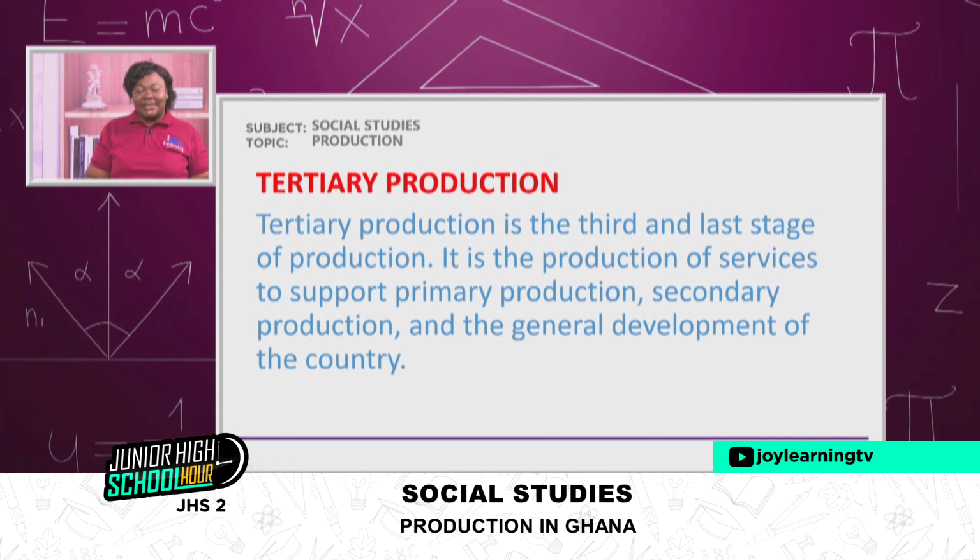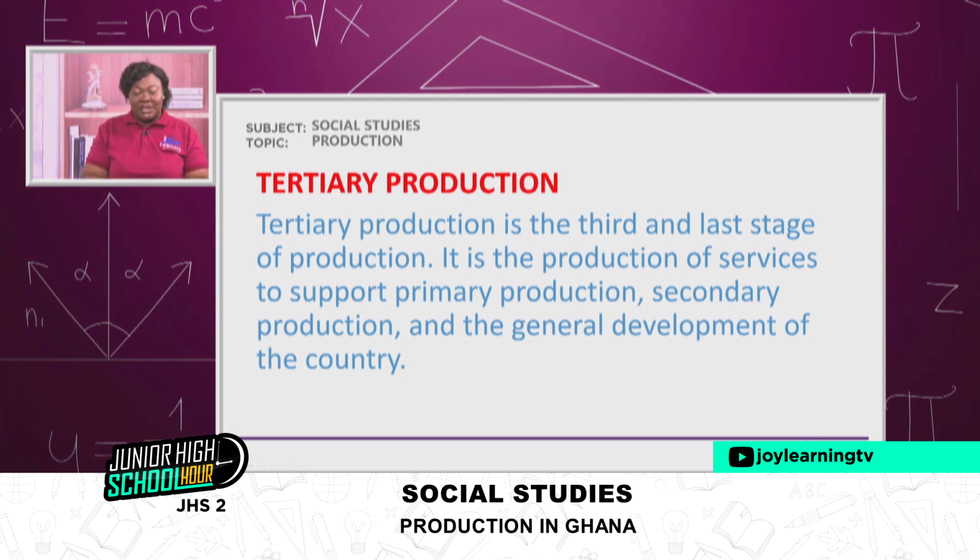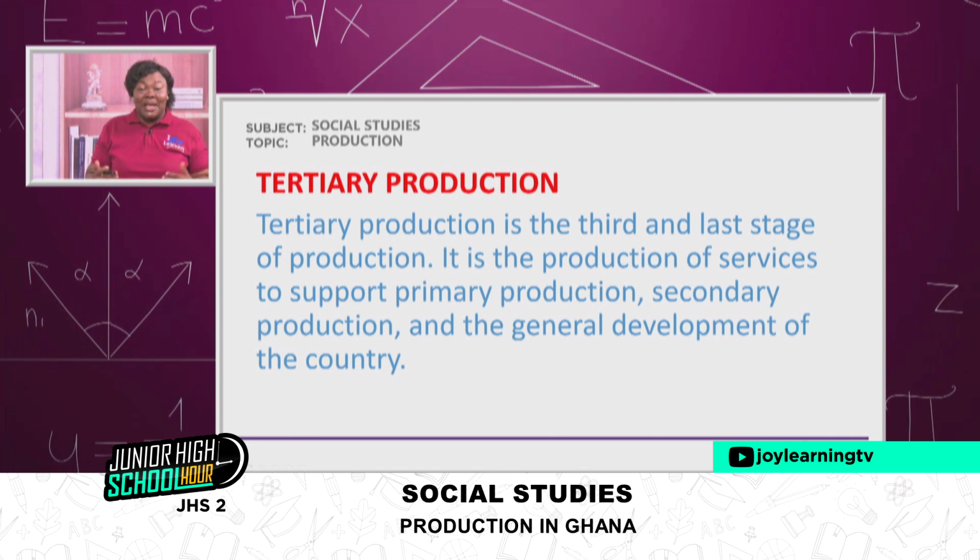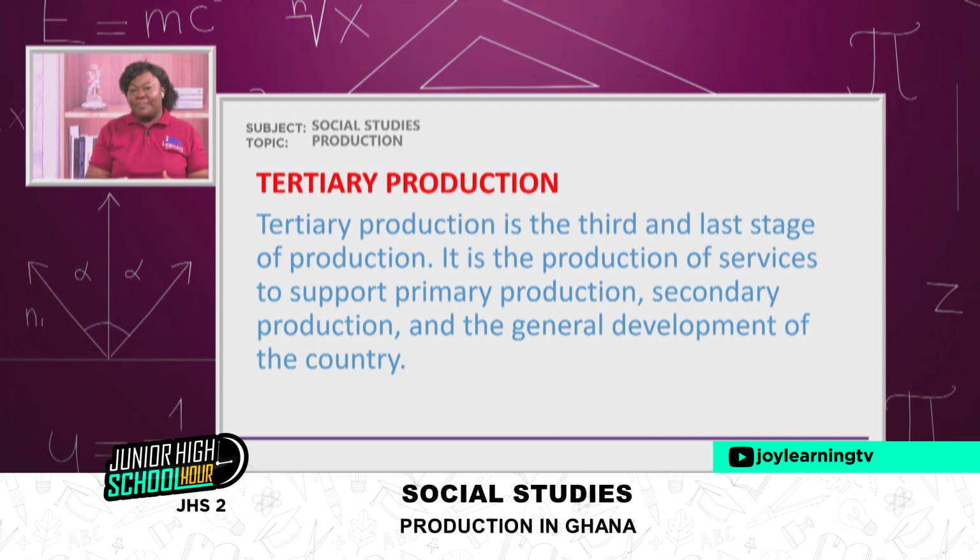Now, the third of the three types of production is tertiary production. Tertiary production is the third and last stage of production. It is the production of services to support primary production and secondary production. So that means the tertiary is the last born of these three.